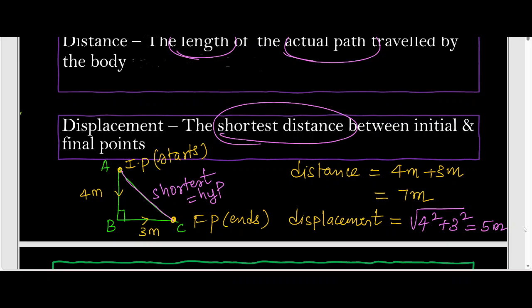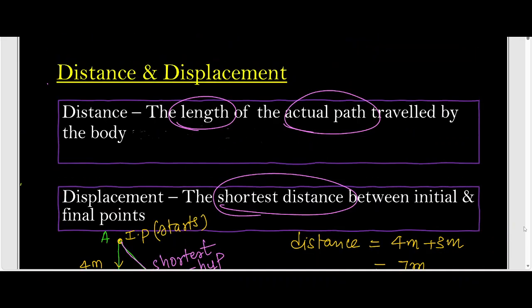I hope you understood the difference between distance and displacement with this example. So how much the body has actually traveled, that is your distance, and the shortest gap between initial and final point is displacement. One more thing to be noted here: distance is a scalar quantity. That means it has only magnitude but no direction. Whereas displacement is a vector quantity. It has both magnitude as well as direction.